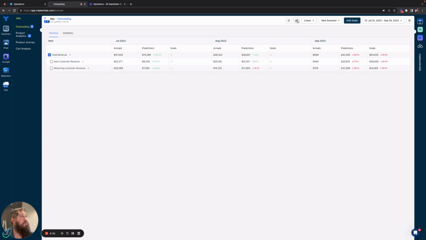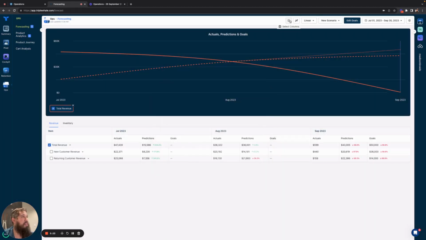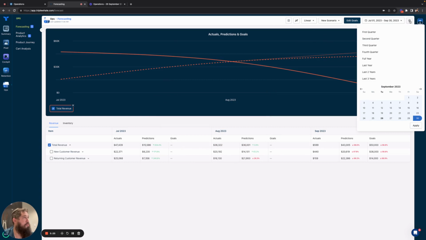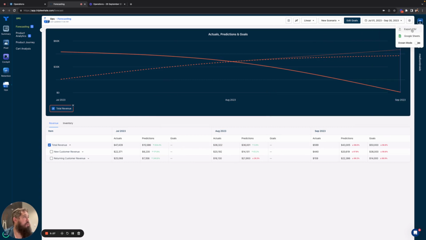You can turn the table on and off. You can turn columns on and off. You can control the date range from here. You can export everything to CSV or sync to Google Sheets.